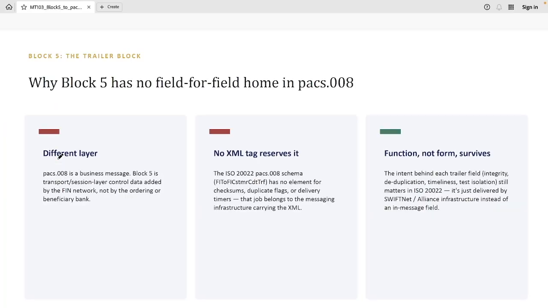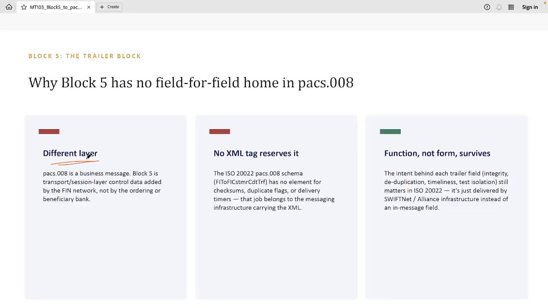Okay. Now this leads us to the central mapping question: why can we not simply create equivalent fields belonging to block 5 inside pacs.008? First reason, it belongs to a different layer. The pacs.008 and block 5 operate at different layers. The pacs.008 message is a financial institution to financial institution customer credit transfer. Its job is to communicate a customer payment instruction between financial institutions.